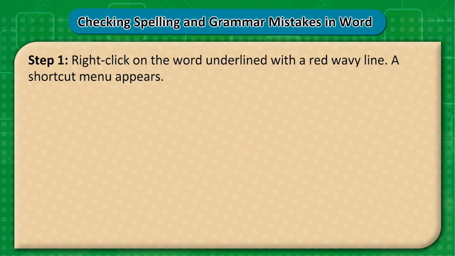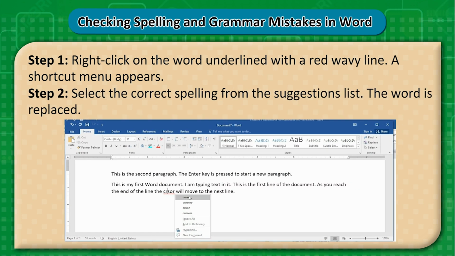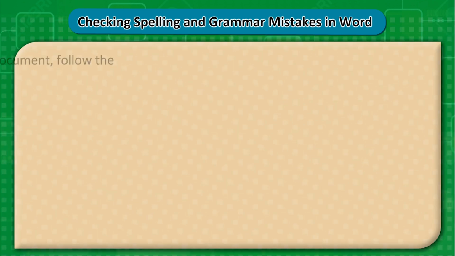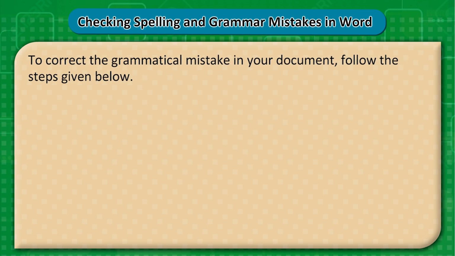To correct the spelling of any word in our document, follow the steps given below. Step 1. Right-click on the word underlined with a red wavy line. A shortcut menu appears. Step 2. Select the correct spelling from the suggestions list. The word is replaced.